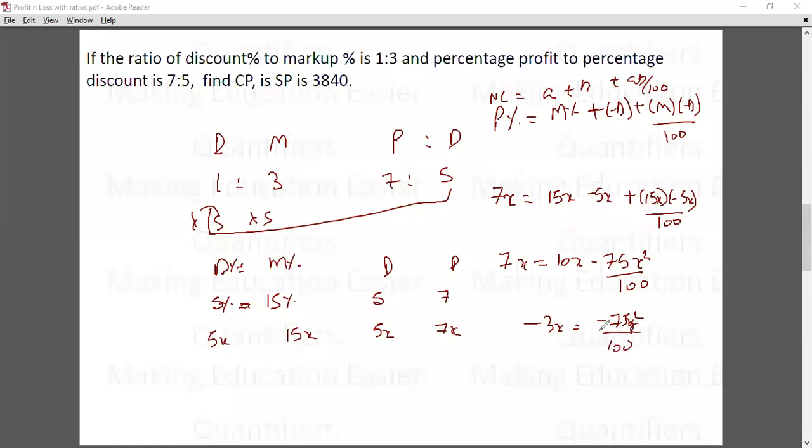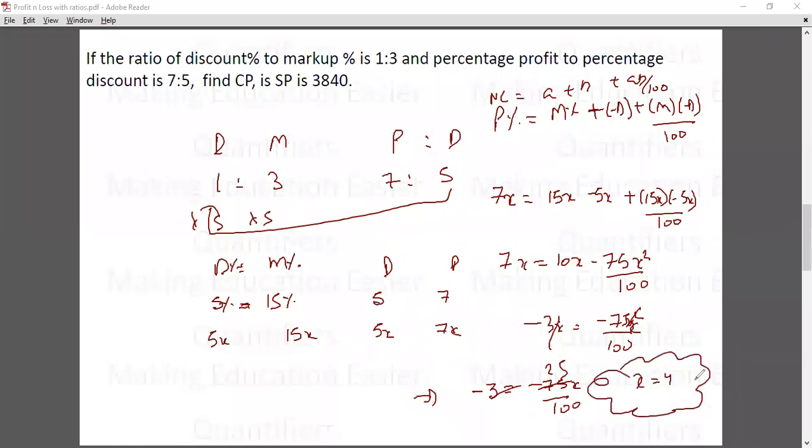Now when I solve this in a quadratic way, one of the solutions will be x is equal to 0. But since x cannot be equal to 0, therefore I can just cut 1x from both sides. So minus 3 is equal to minus 75x by 100. So now negative gets cancelled out and x comes out to be 4. So you can see that x comes out to be 4, which means that this discount percent was nothing but 20%, market percent was nothing but 60%, profit percent was nothing but 28%. So these are the final takeaways.